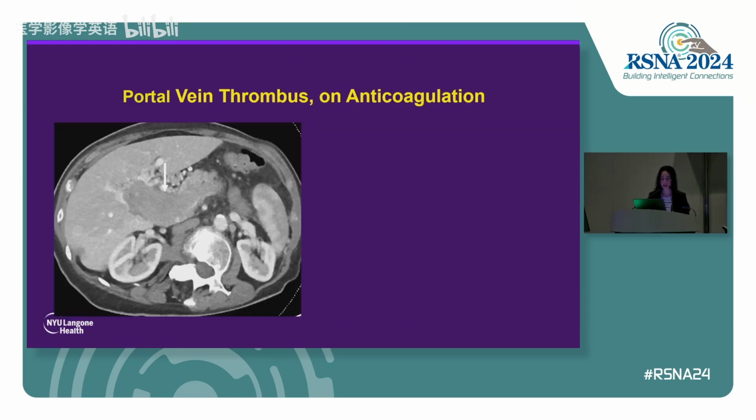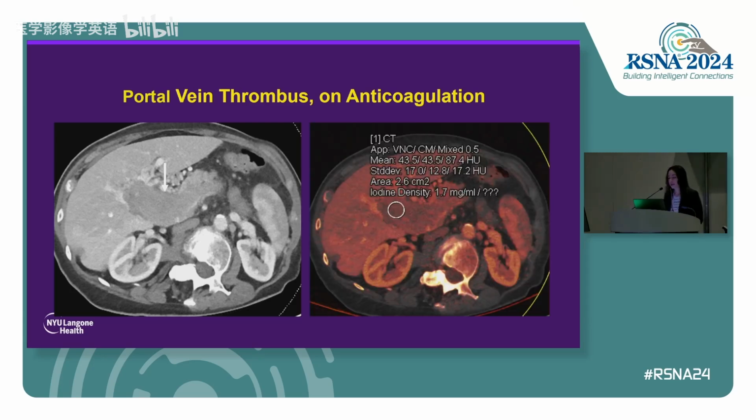Okay, so next, the iodine overlay. So here's an axial portal venous phase CT in a patient with known portal vein thrombus being treated with anticoagulation for follow-up. And you can see the arrows pointing to an expanded main portal vein with a filling defect. So ongoing portal vein thrombus, next case.